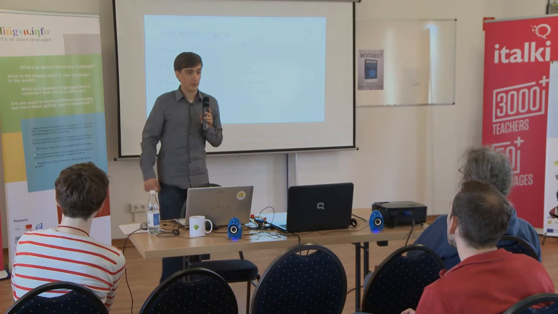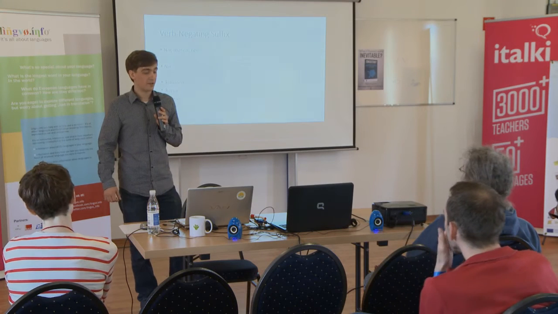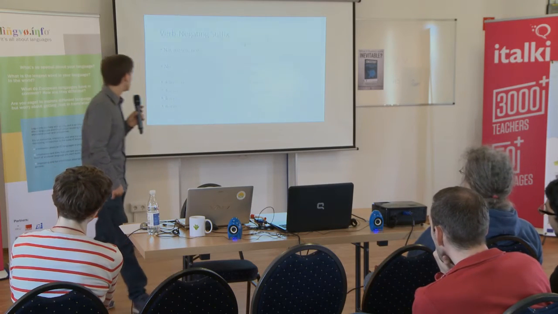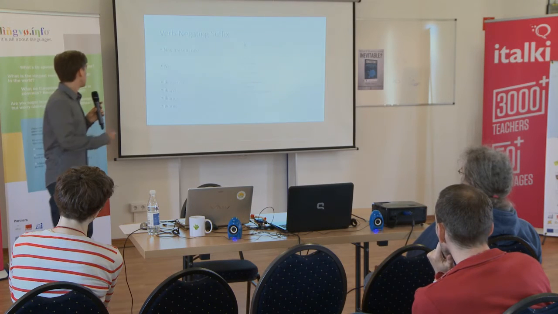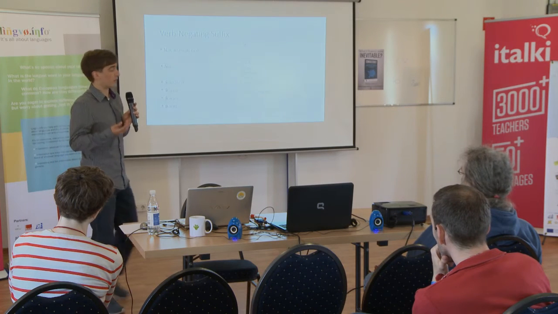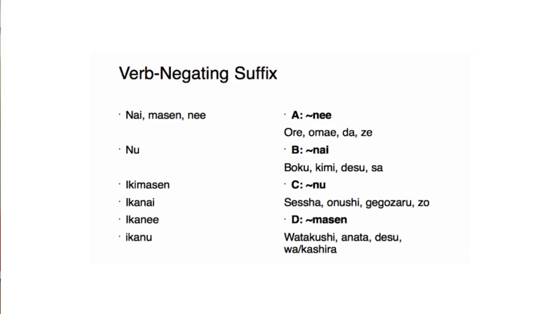Even negating your verbs can make a difference. The normal ones that we use in Japanese and the ones you will see in textbooks are masen and nai. So you say ikimasen, I'm not going. Ikanai, I'm not going. Ikanai is the less polite one. Masen is the more polite one. There's not much more to say about that.